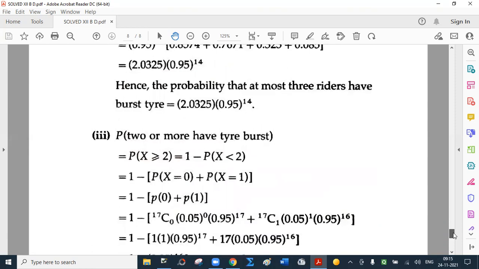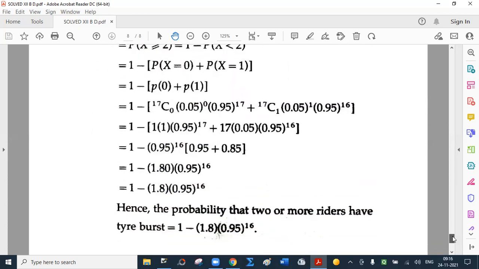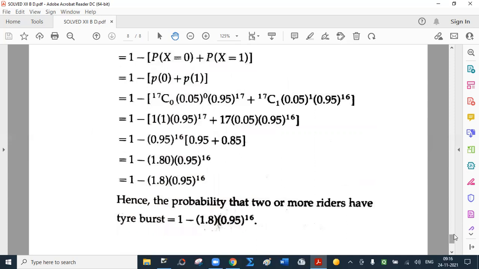Then third part, probability 2 or more have burst tires. So P of X greater than or equal to 2. What is the complement of X greater than or equal to 2? It is X less than 2. So X equal to 0, X equal to 1. Subtract addition of these probabilities from 1. Again, same logic, substitute the values, simplify to get final answer as 1 minus 1.8 into 16th power of 0.95.